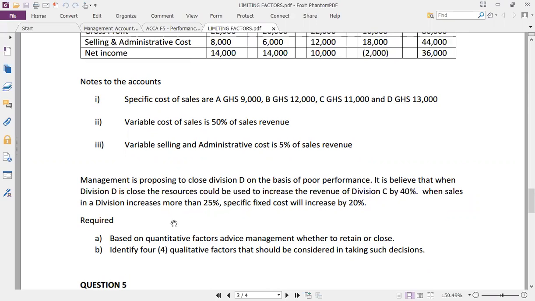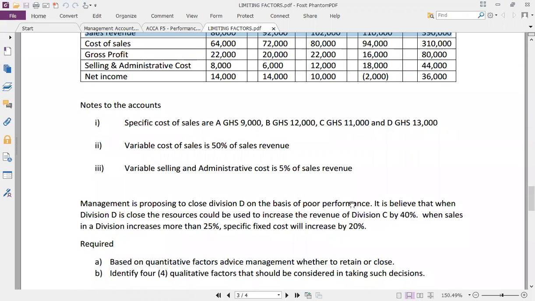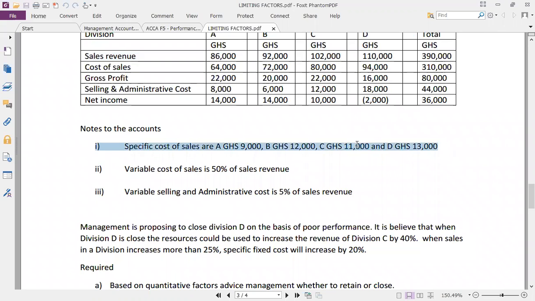When a division's sales increase by more than 25%, specific fixed costs will also increase by 20%. What is the specific cost of division C? It's 11,000 here. So increase that 11,000 by 20%. That means you find 20% of 11,000. That will give us 2,200. Then add it back. So 11,000 plus 2,200 will give us 13,200. So in the actual calculation, the specific fixed cost of division C is 13,200, not 11,000 that you see there.